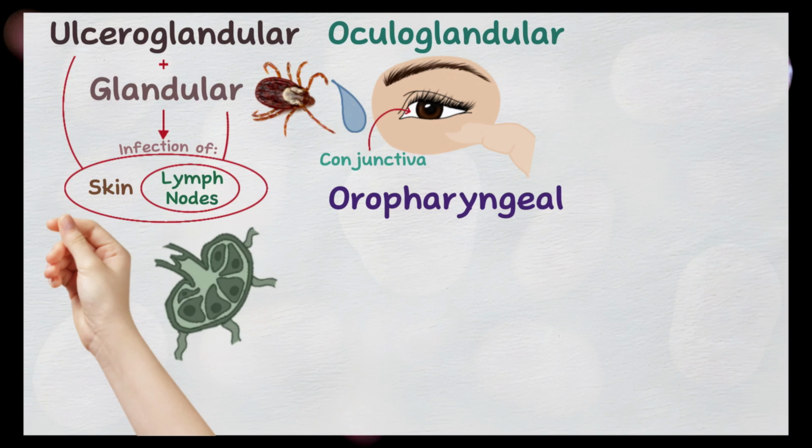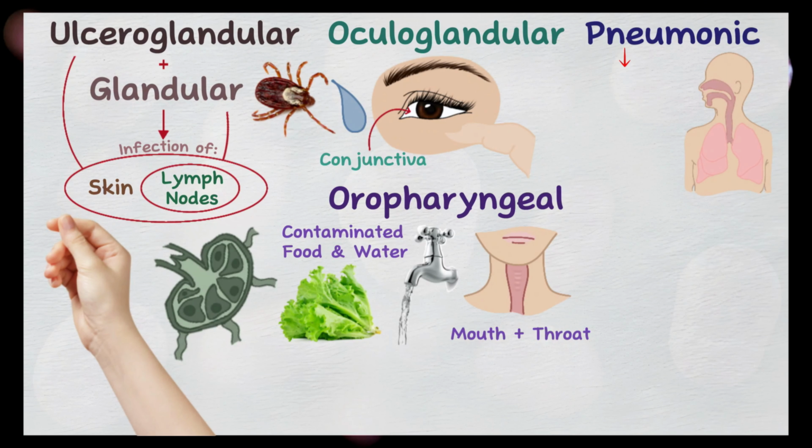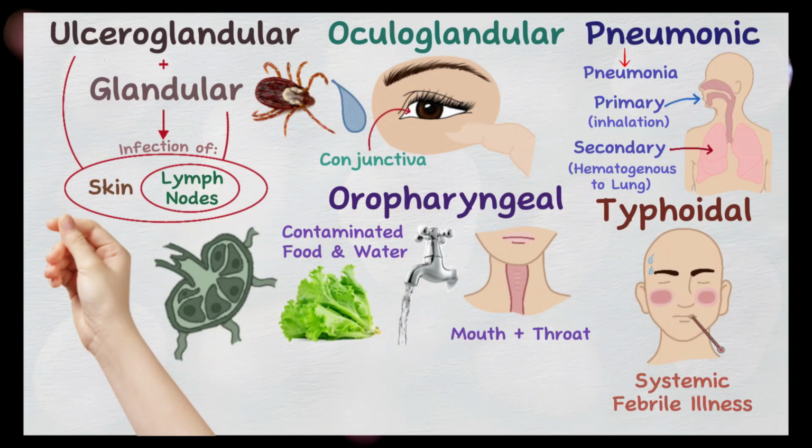The oropharyngeal form is transmitted via the ingestion of contaminated food or water, affecting the mouth and throat. The pneumonic form presents as pneumonia, which can be primary, resulting from the direct inhalation of bacteria into the lungs, or secondary, occurring due to hematogenous spread to the lungs. Finally, the typhoidal form can arise from any entry point and may lead to a systemic febrile illness.